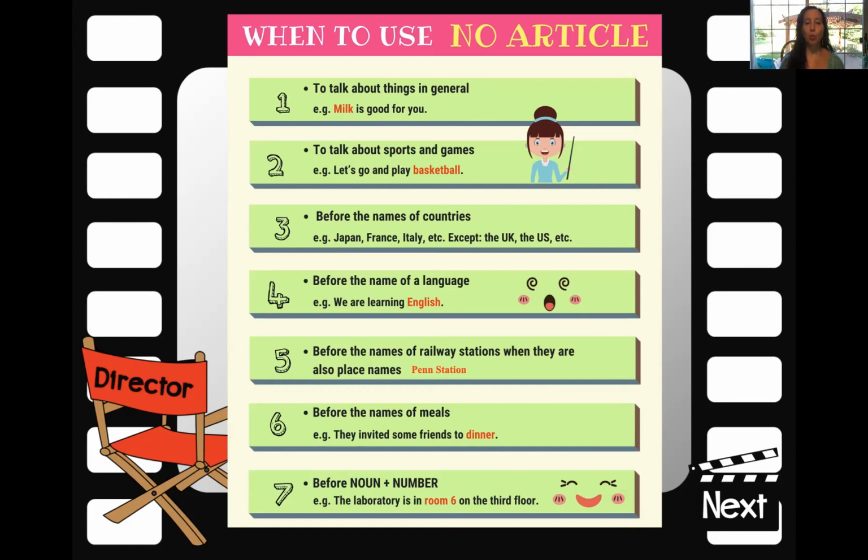Number 3, we wouldn't use articles before the names of countries. Okay, remember this one before, just like we wouldn't say the New York or the United States.